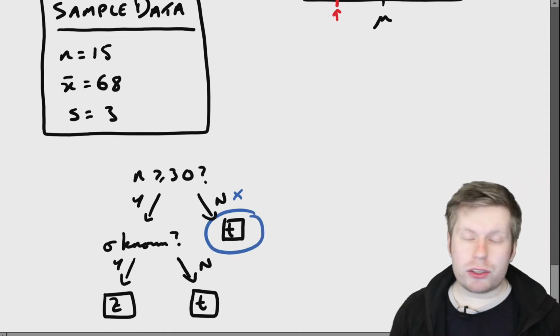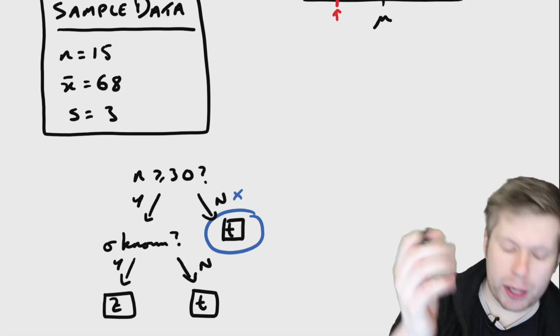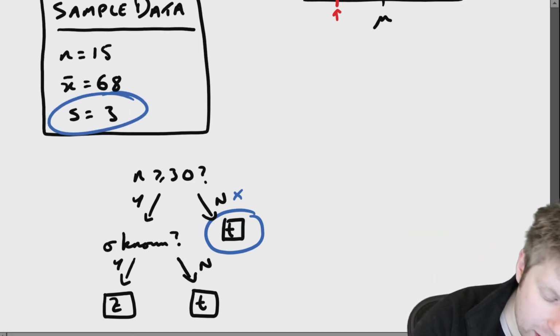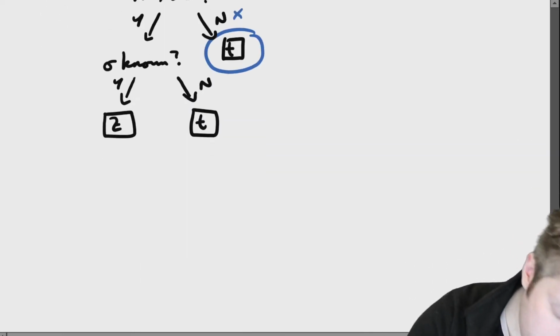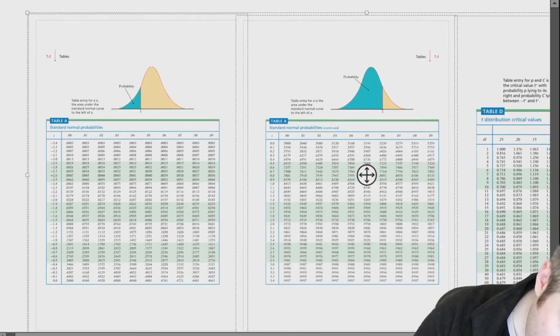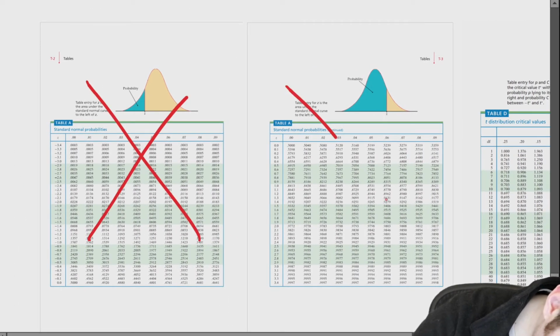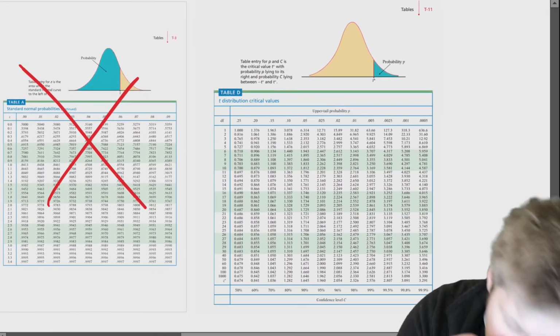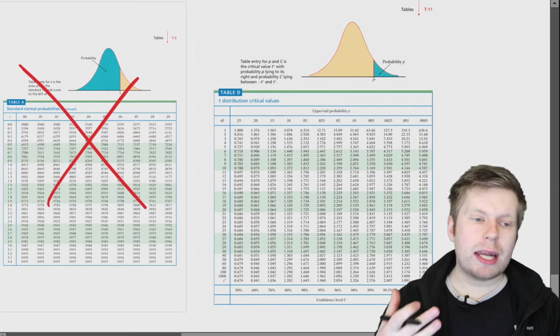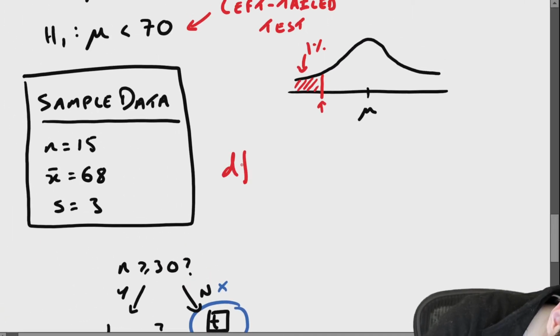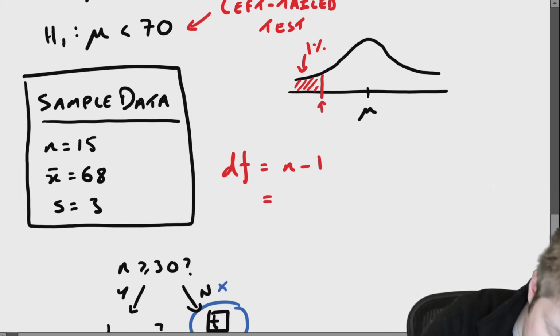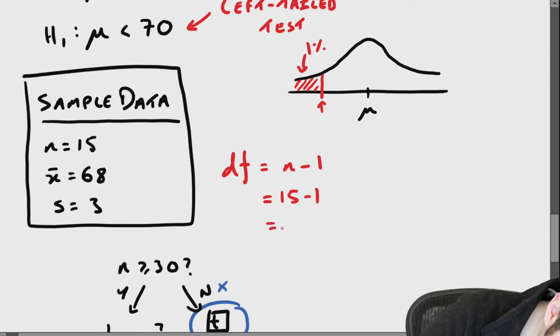But even if the answer to that question was yes, I still didn't know my population standard deviation anyway. My standard deviation is given in terms of my sample, which is 3. So I'm going to have to be using the t-tables. So if I bring in my tables down here, I don't want my Z tables, which are the first two tables, I want my T tables. In order to use my T tables, remember, I'm going to have to find my degrees of freedom. In this case, because it's just a one sample, it's exactly the same as when we're doing confidence intervals. It was just n minus 1. So my n is 15, that's my sample size, take away 1. So my degrees of freedom is equal to 14.